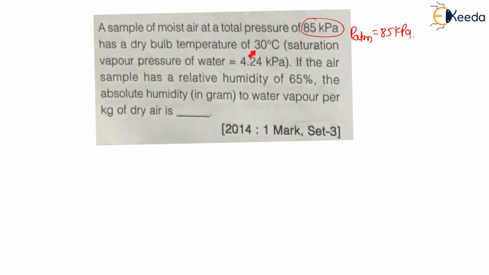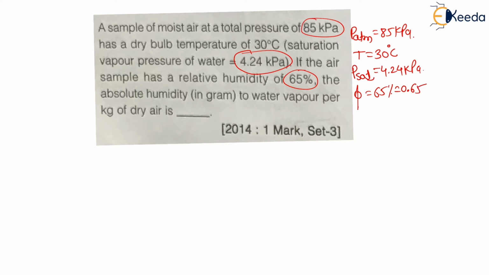Has a dry bulb temperature of 30 degrees Celsius. Therefore, here dry bulb temperature is given 30 degrees Celsius. Then saturation vapor pressure of water is 4.24 kilopascal at this dry bulb temperature. Saturation pressure is given, which is nothing but 4.24 kilopascal. Then, if the air sample has relative humidity of 65%, therefore relative humidity is given 65%. Phi is equal to 65%, which is nothing but 0.65.